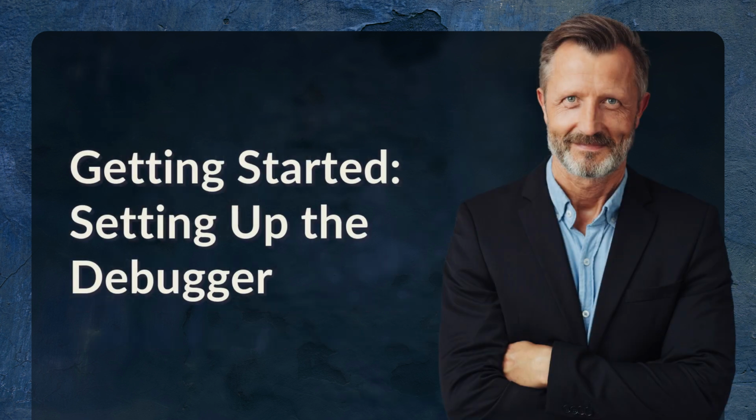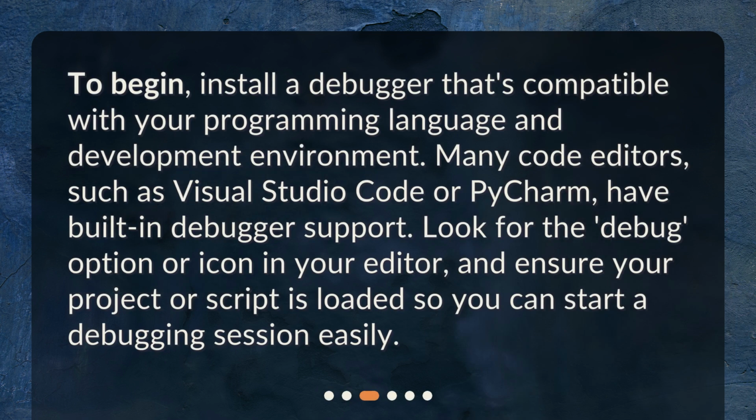Getting started, setting up the debugger. To begin, install a debugger that's compatible with your programming language and development environment. Many code editors, such as Visual Studio Code or PyCharm, have built-in debugger support. Look for the debug option or icon in your editor and ensure your project or script is loaded so you can start a debugging session easily.